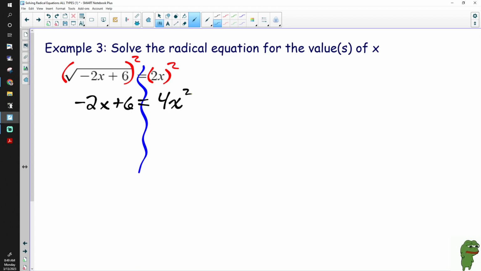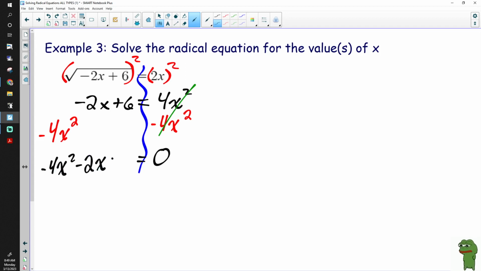We're going to get everything over to one side, so let's subtract our 4x squared over to the other side, put it right in the front. On the right, they cancel and become 0. So we have negative 4x squared minus 2x plus 6.